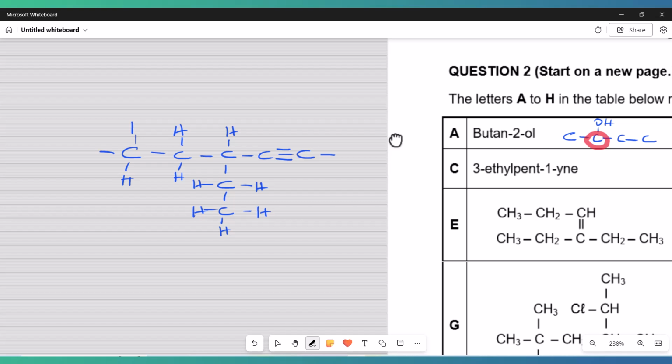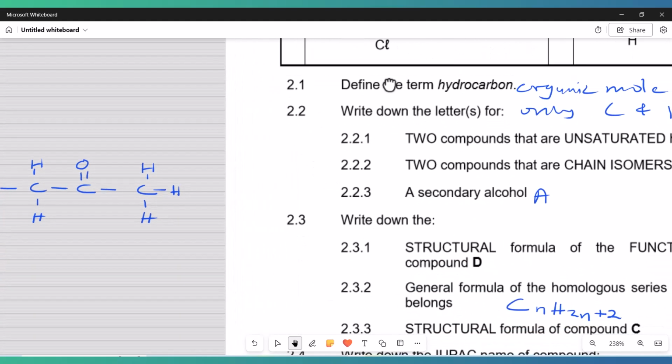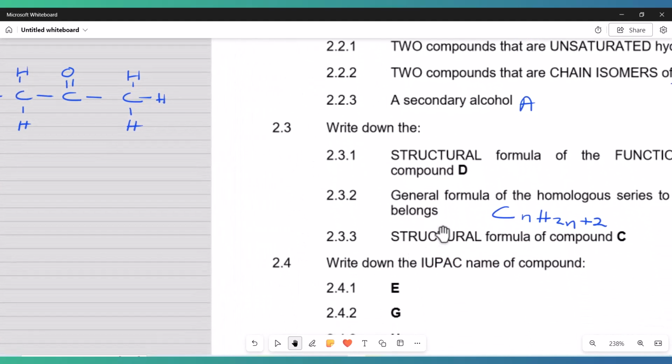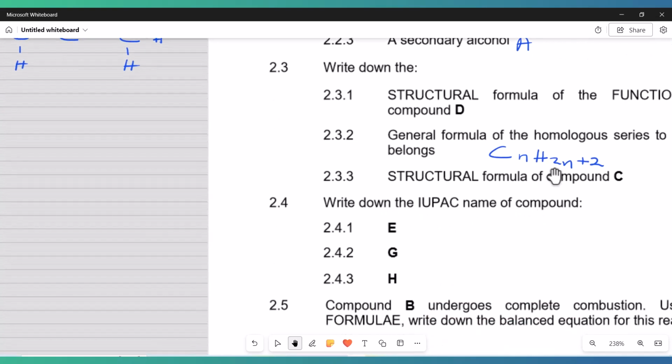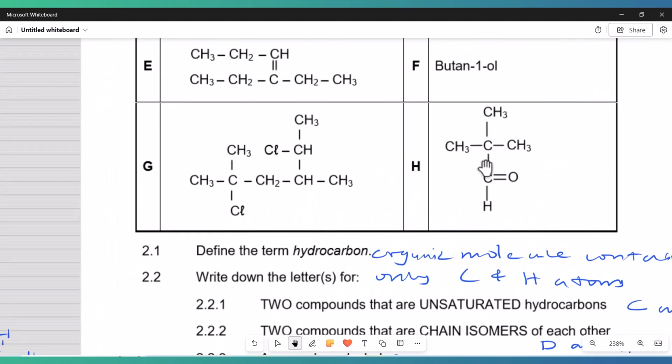They said compound C is 3-ethyl pent-1-yne. There must be hydrogen here. Okay, next question here. What must we do? Now they ask for the IUPAC name of compounds E, G, and H. Compound E, the IUPAC name for compound E.